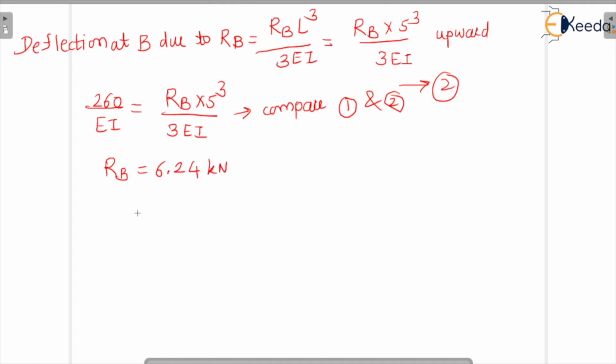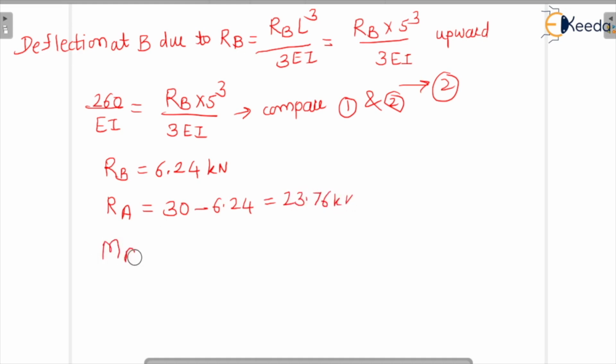You do the calculation and calculate. So when RB is equal to 6.24, how much will be RA? RA will be the load acting on the beam, 30 kilonewton, minus RB 6.24. So our answer is 23.76 kilonewton.